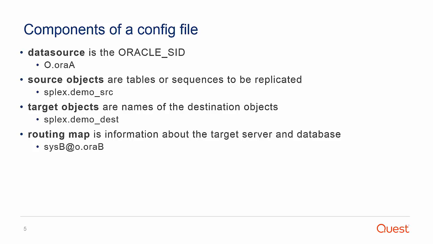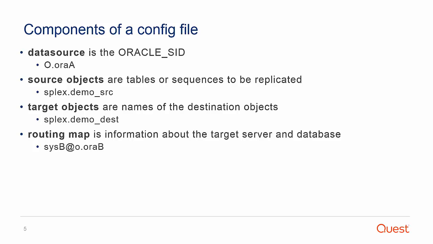Config files reside in the sources var config directory. Only one config can be active at a time, but multiple configs, each replicating a different Oracle instance, can be active at the same time. A config file is comprised of the following components.